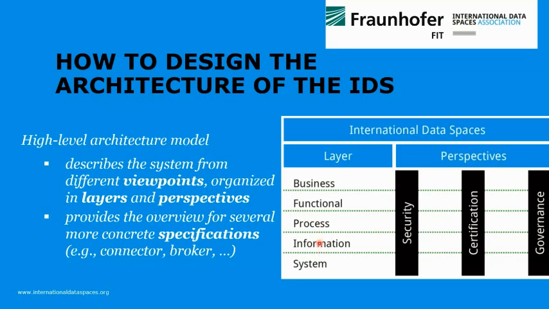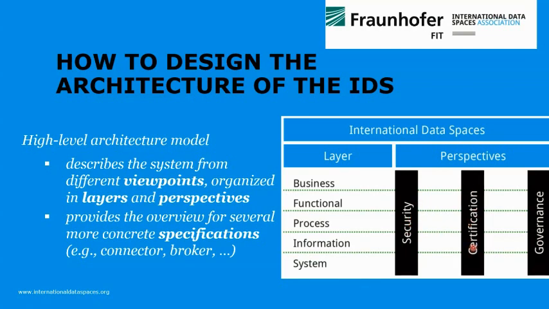We have an information layer, which basically defines the metadata models which are used by the IDS and by the various components in the IDS. And then we also have the system layer, which gives information about how this should be implemented on a system level. And then we have various perspectives. First of all, the security perspective, which is, of course, very important in the IDS. And in that perspective, we also have issues like usage control, which is necessary to guarantee this data sovereignty for data providers, for example.